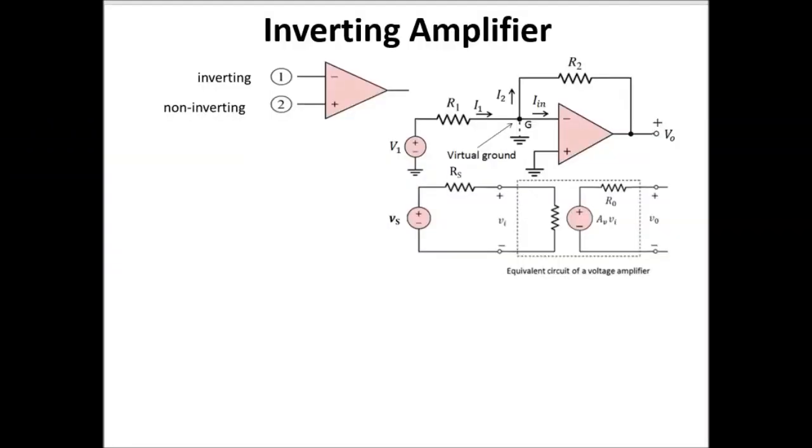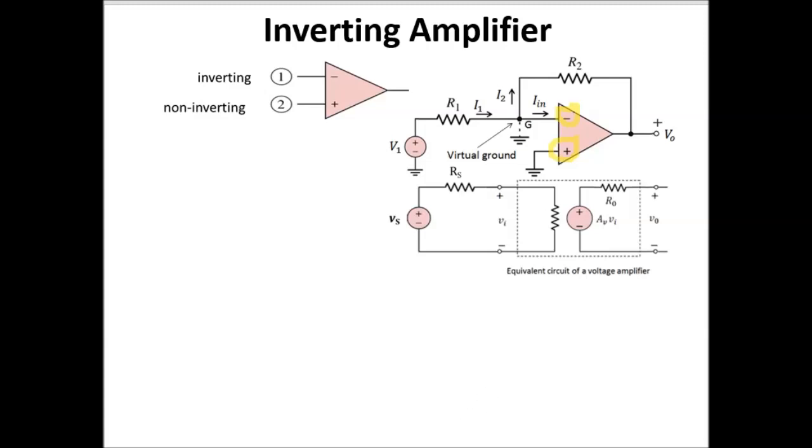Okay, so we are going to start with the inverting amplifier. So this is the configuration of the inverting amplifier. You can see that the positive terminal here is connected to ground and the input signal is given to the inverting, the negative terminal. Alright.